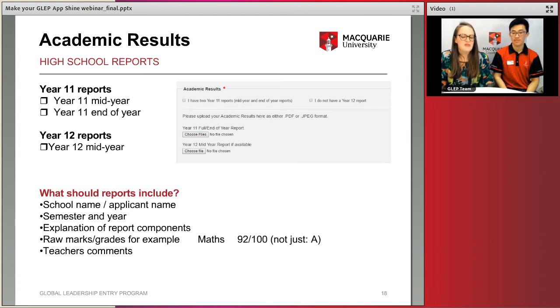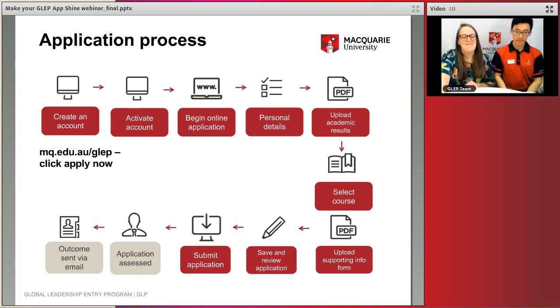And this is what your report should include. Generally they do, but just make sure you cross these off your list. The name of your school, and your name, so we know it's not your friend whose report you're submitting on their behalf. We've written semester here, but what we really mean is term or trimester, depending on your school, and the year. We need an explanation of the report's components. We need your raw marks or grades, so it's not enough to say you got a B+. We need to know whether you got 89 or 92 out of 100. And then lastly, your teacher's comments. We want to know what they said about you.